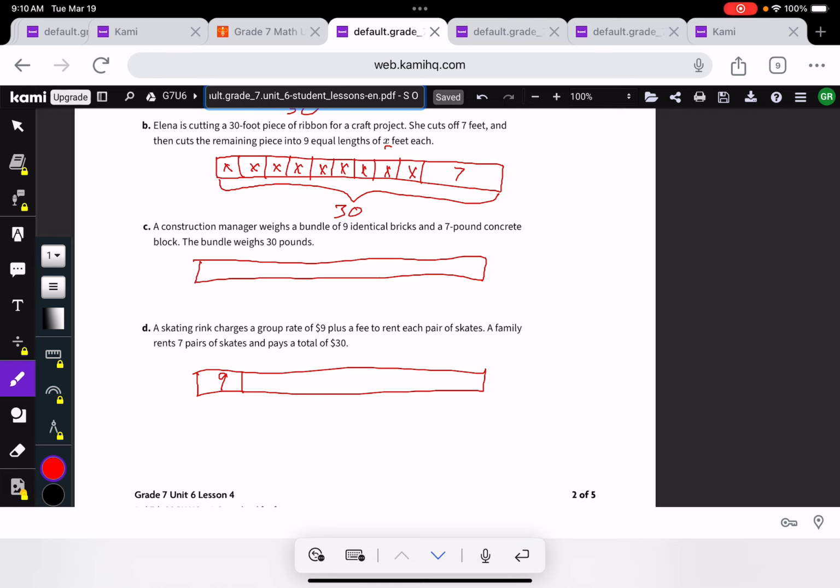So, pair of skates, 2, 3, 4, 5, 6, 7. And what's all that equal? You should draw that wiggly mark just like we did up in B. All that's going to equal $30. So draw that wiggly line and make all that equal to 30. And there you'd have it. So it's $9 plus 7 fees for skates.